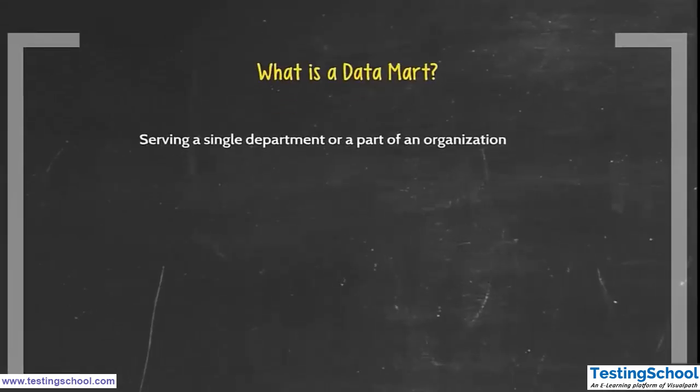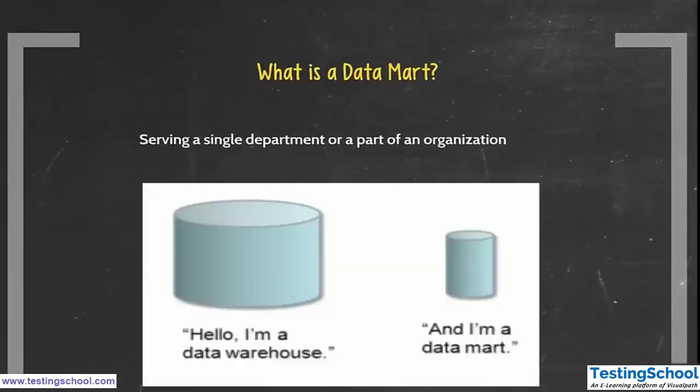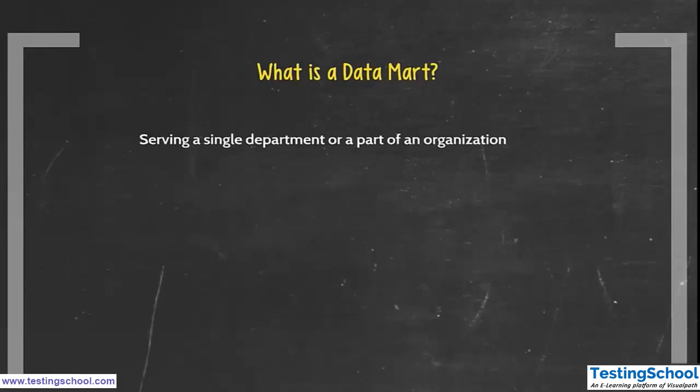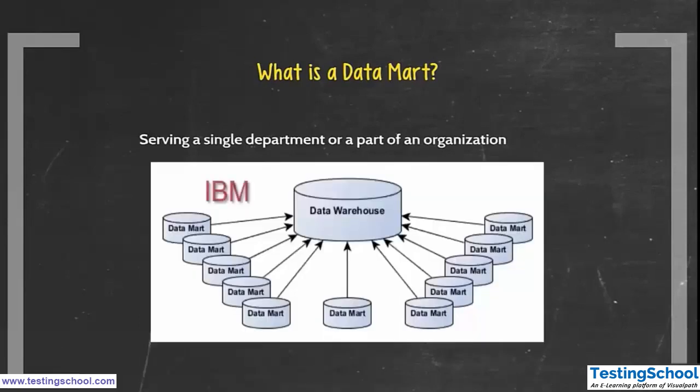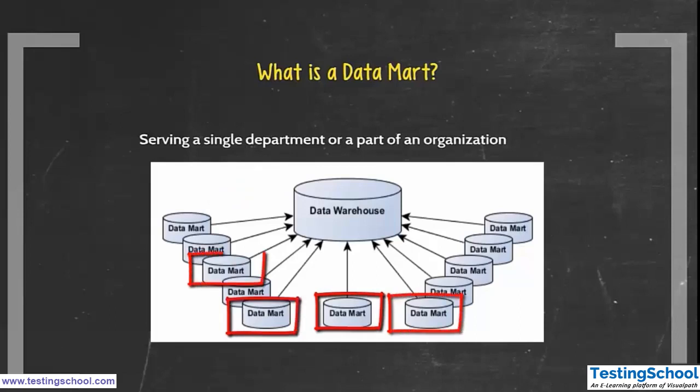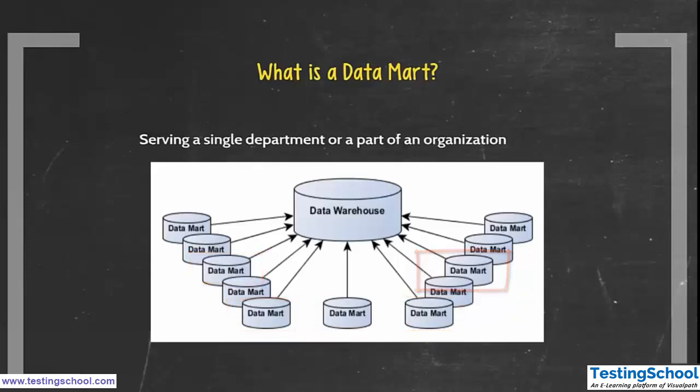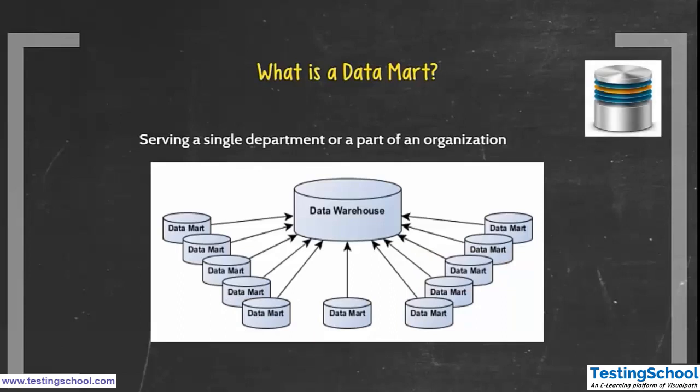That means it is a subset of a complete data warehouse. In this case, let's say IBM as an organization has multiple departments within it, right? Like HR, logistics, finance, payroll, transportation, security. So all of these branches or all of these departments can have their own relational database to manage their data.